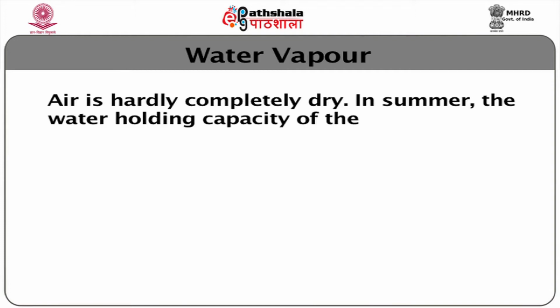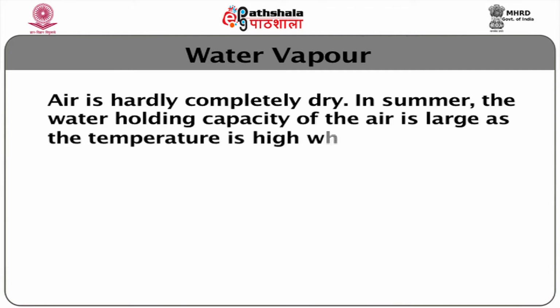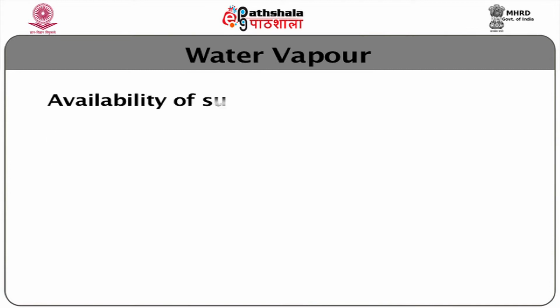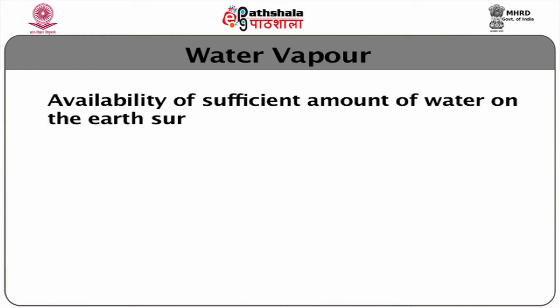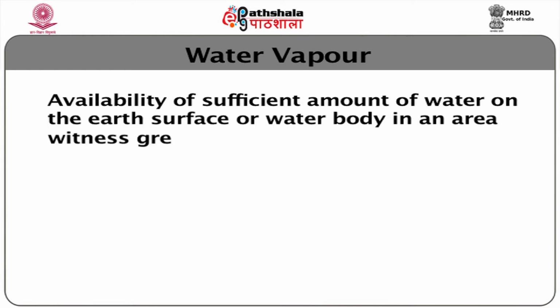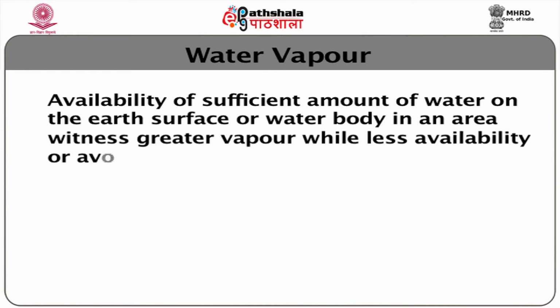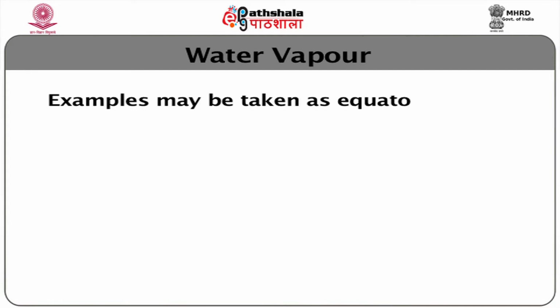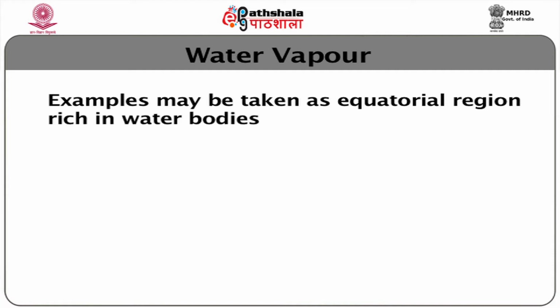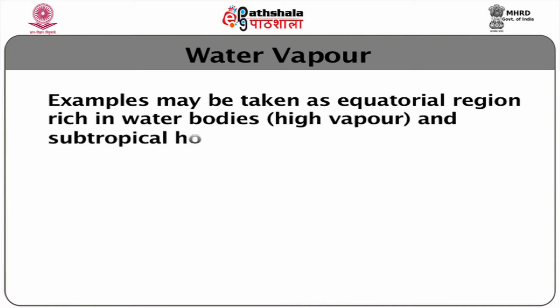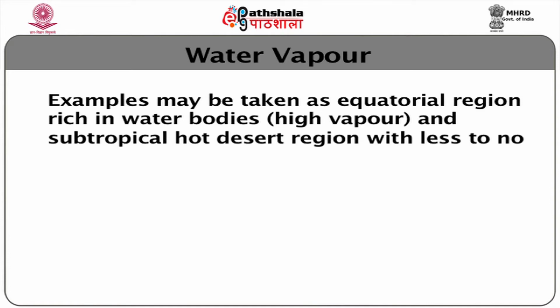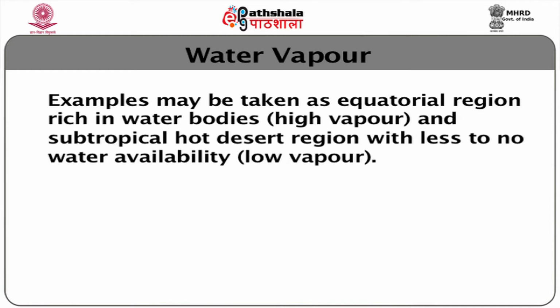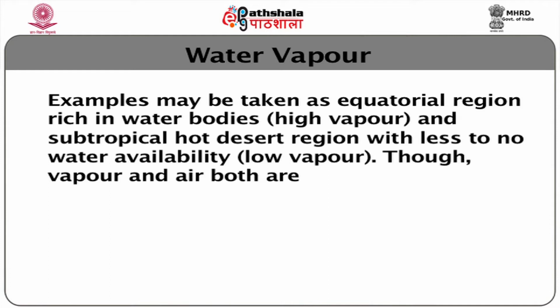In summer, the water holding capacity of the air is large as the temperature is high, while in winter it is low. Availability of a sufficient amount of water on the earth's surface or water body in an area witnesses greater vapor, while less availability or absence of the same shows low vapor. Examples may be taken as the equatorial region, rich in water bodies, that has high vapor, and subtropical hot desert regions with less or no water availability, that have low vapor.